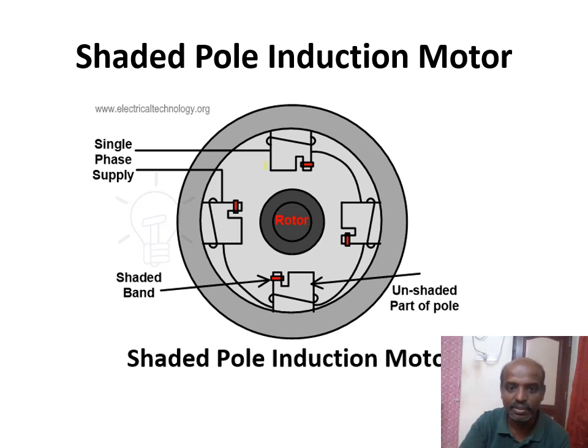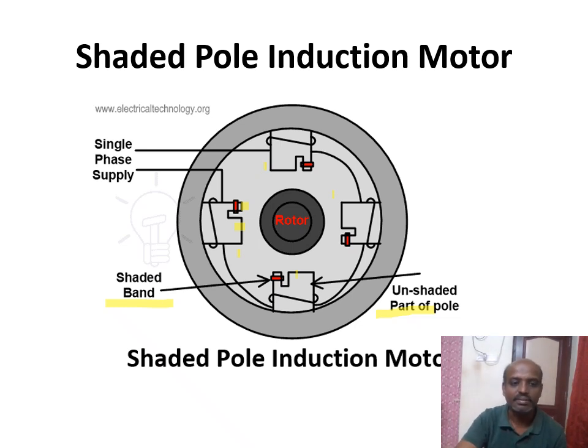We have poles 1, 2, 3, 4. In this pole, we can see uneven cuts. So this is one pole, and this is another pole. You can see that in all the stator poles, a copper ring will be placed here. The red color mark in this we call a copper ring. This portion we call the shaded portion. The remaining portion will be the unshaded portion, right?